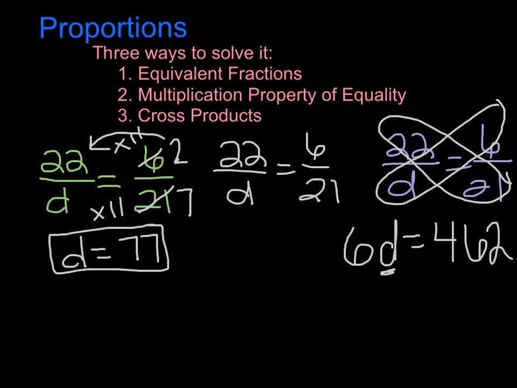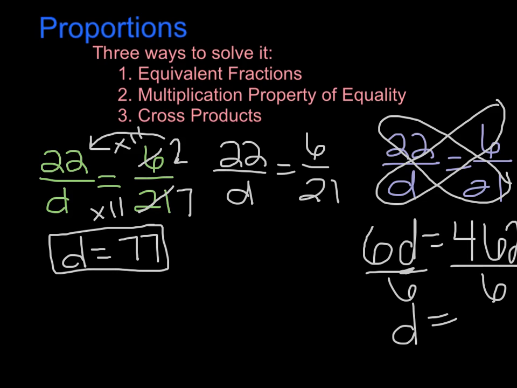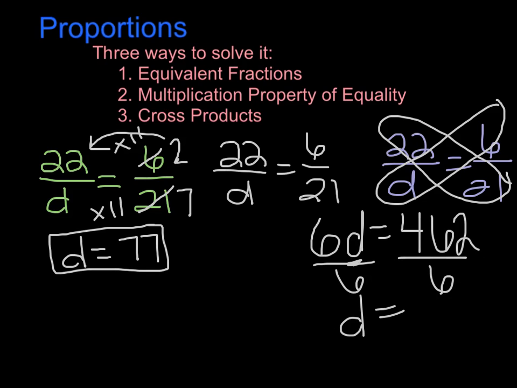Remember, you want to isolate this variable by doing the inverse operation. So simply divide both sides by 6 to get D by itself. 462 divided by 6 is 77, which is the same answer you get with either method.